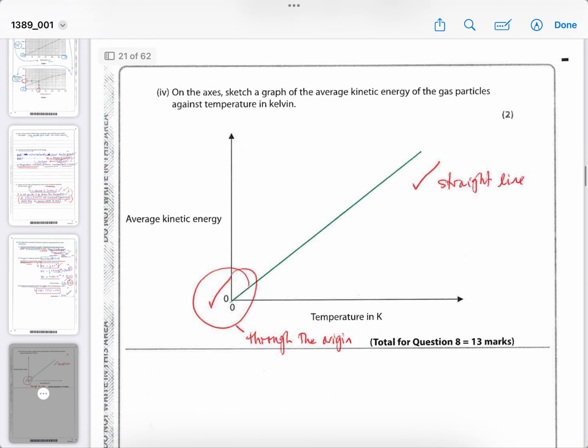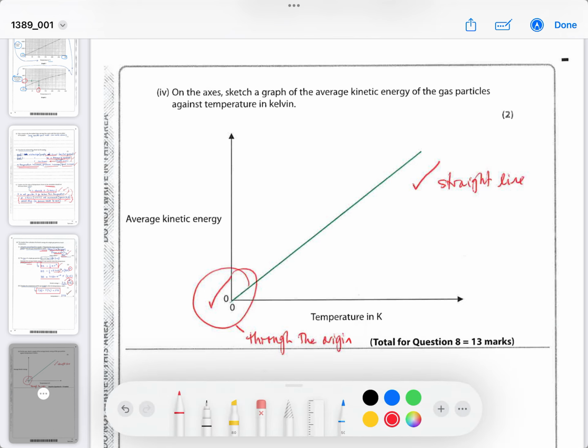The question keeps on going, so this is the final part. On the axes, they want you to sketch a graph of the average kinetic energy. Yeah?